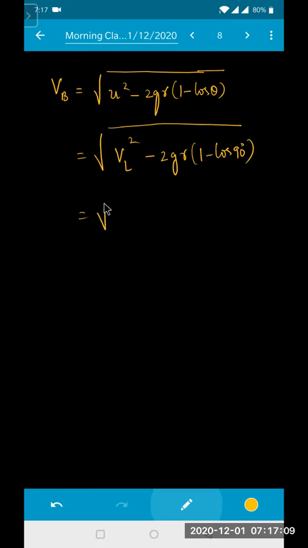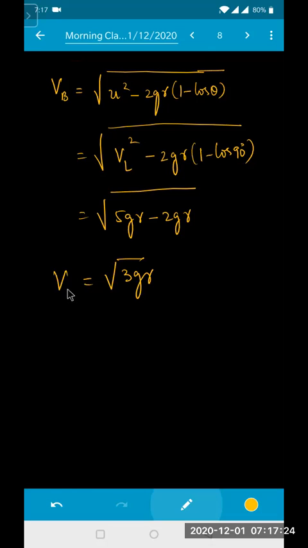So this will be velocity at lowest position. This one is 5g into your r minus of your 2g into your r. Cos 90 is how much? 0, sir. 5 minus 2 is how much for me? 3. That means under root of your 3g into your r. So velocity at point B will be equal to how much? Under root of your 3g into your r.